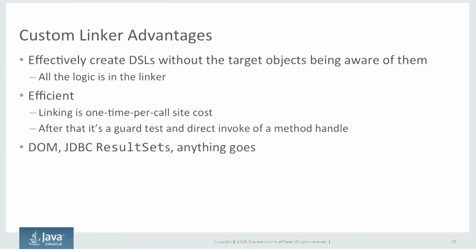Okay, to summarize the custom linker advantages. Custom linkers support implementing, so to speak, embedded DSLs on alien objects. Alien from the perspective of the Dynalink application, in this case Nashorn. And those alien objects don't even have to know.